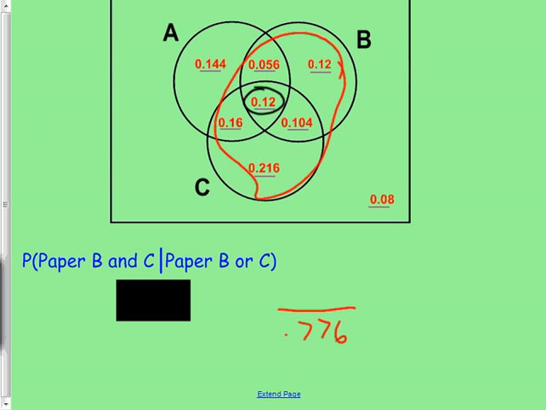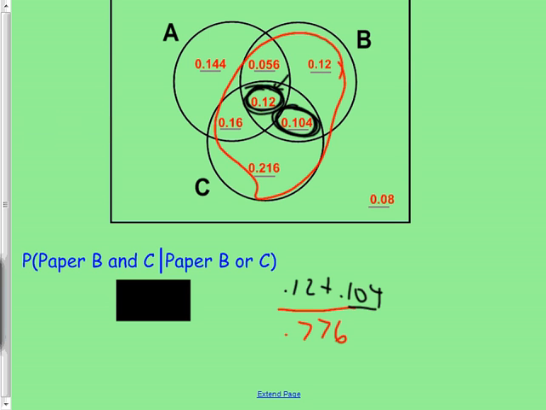It didn't say B and C only, because otherwise this wouldn't have counted. You get how that's A and B and C? But it didn't say only. It said B and C. So this is B and C, and so is this B and C. So it's those two together, which is 0.12 plus 0.104.